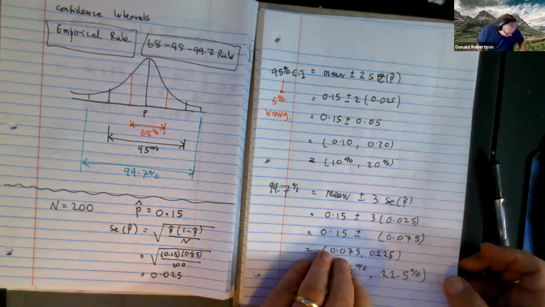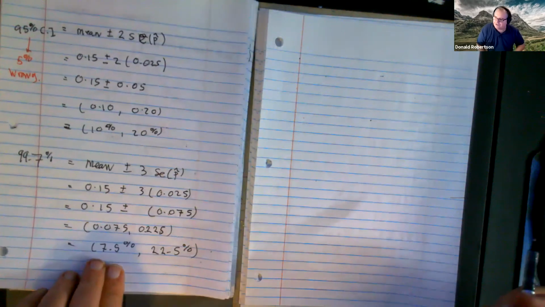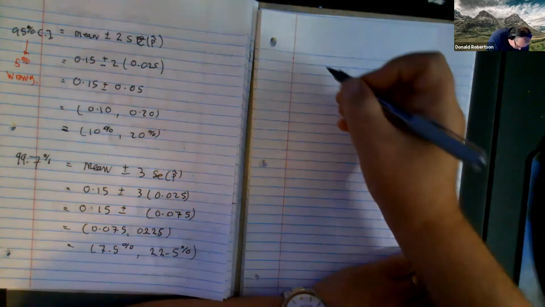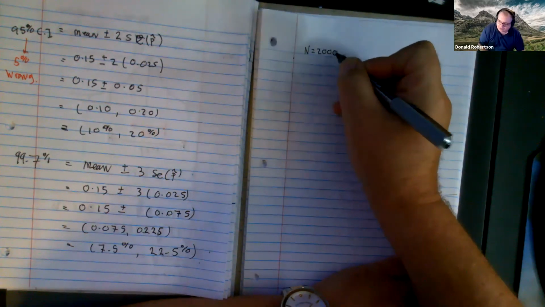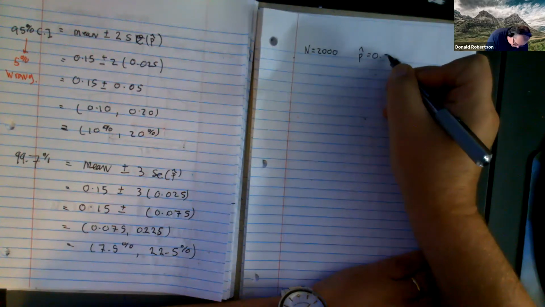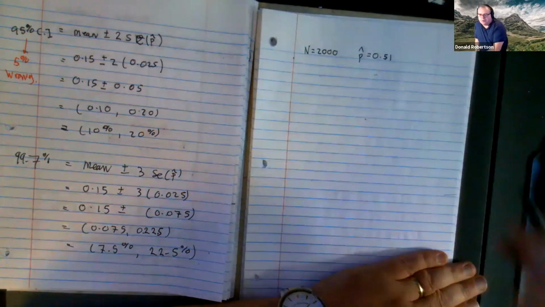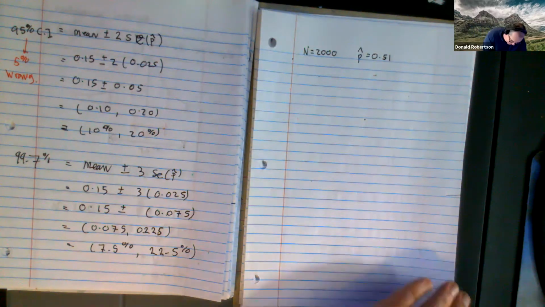Right, let's do another one of these. Let's do a polling one. That's just a name when you do it with politicians, for instance. So let's suppose that I have a sample of 2,000 people. And in that 2,000 people, 51% of them say that they're going to vote for candidate A, right? 51% for candidate A.